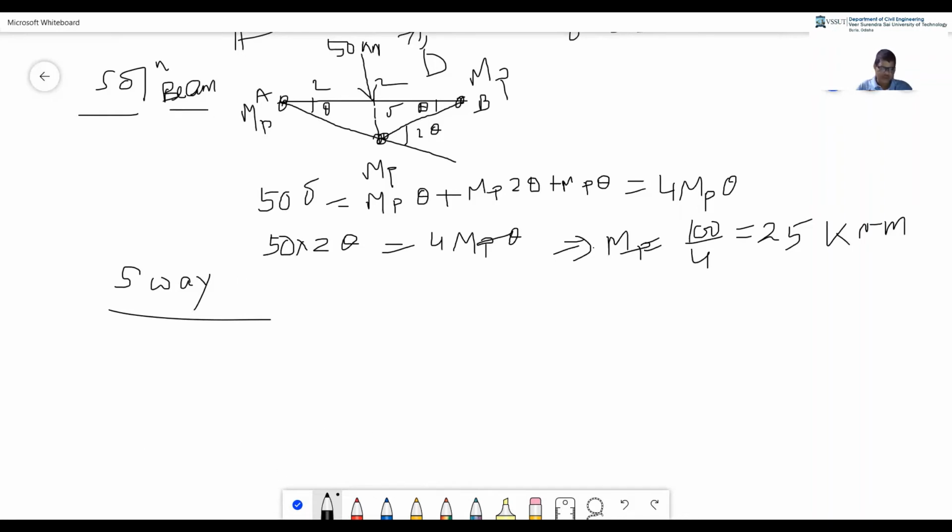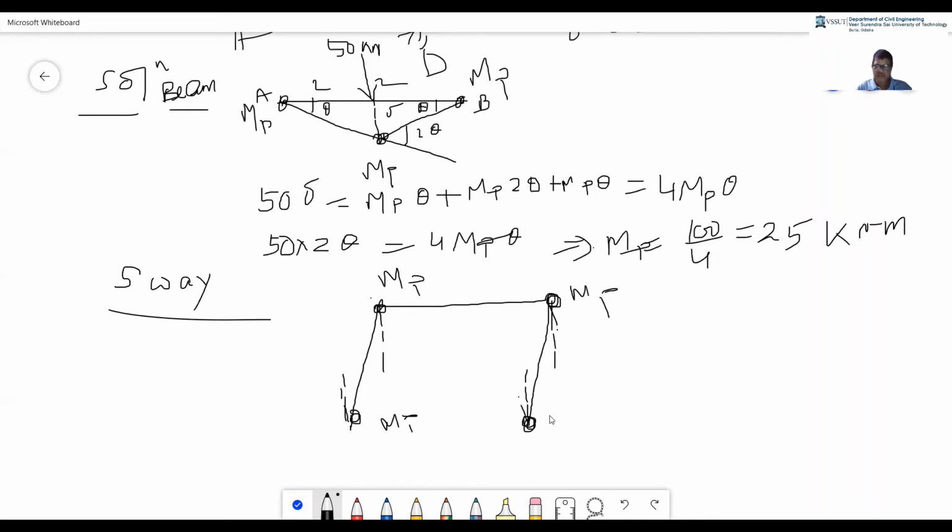In the sway mechanism, what will happen now? This will be theta here. This will be theta. This will be theta. Double plastic hinge in here. Everywhere else is empty.